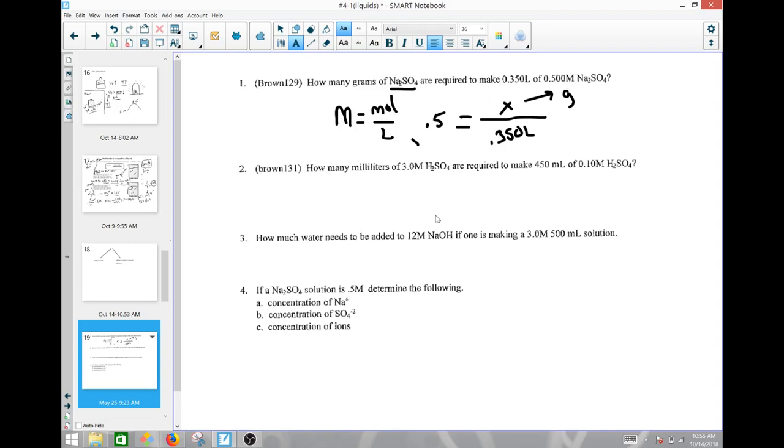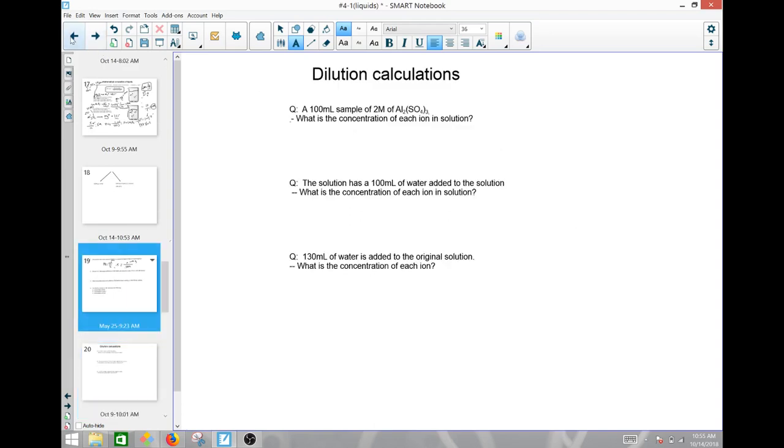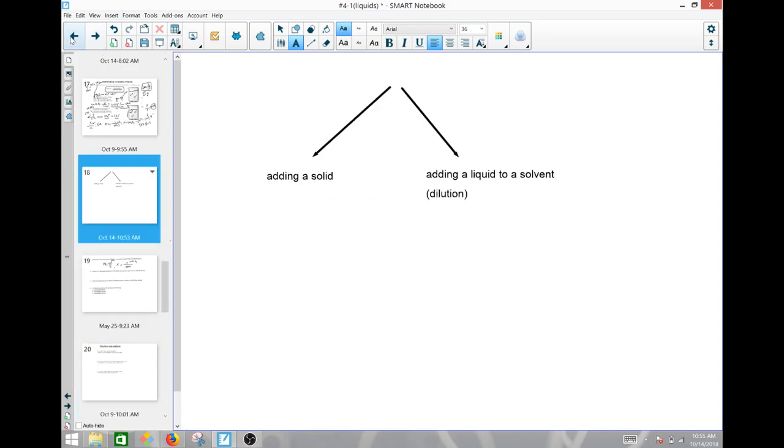This one is looking at a liquid. So let's talk about this a little bit here, and in the next worksheet we'll do some more of that. Anyways, in this case, if I want to do a dilution, I have a concentrated liquid, and I'm just going to add solvent to it.